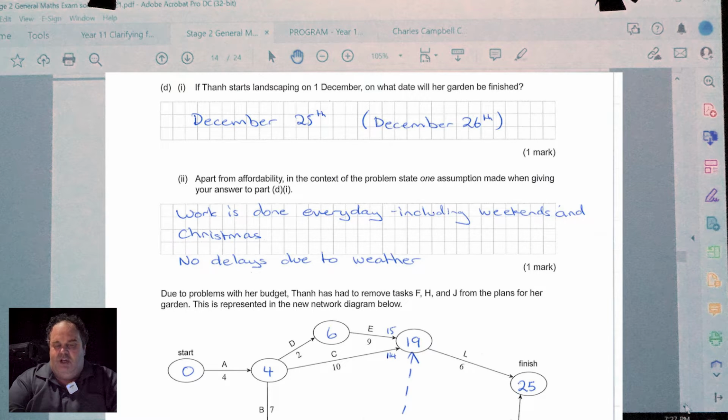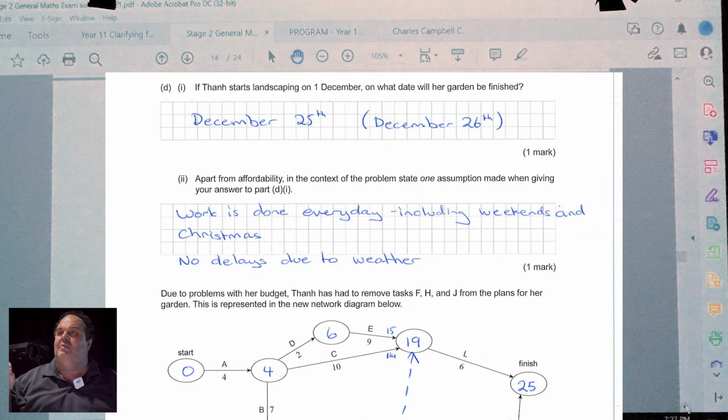Question D, unfortunately a lot of students actually lost marks on this question. We're told they start on the 1st of December. We're told it's 25 days. Both the 25th or 26th of December were accepted. Some people said they started on the 1st and counted that as day one. Other people said the 1st was day 0 and 25 days after that gives you the 26th. We're splitting hairs, we're not going to argue with them.